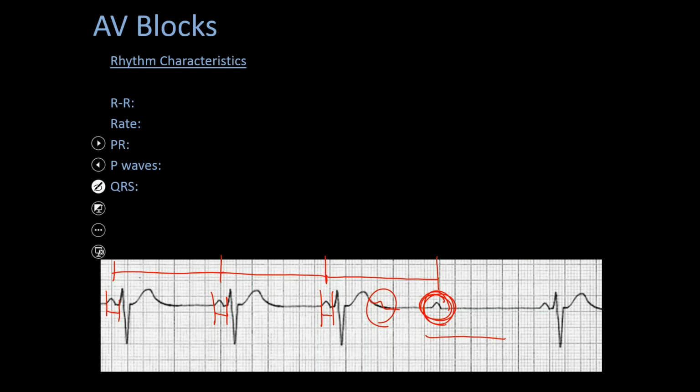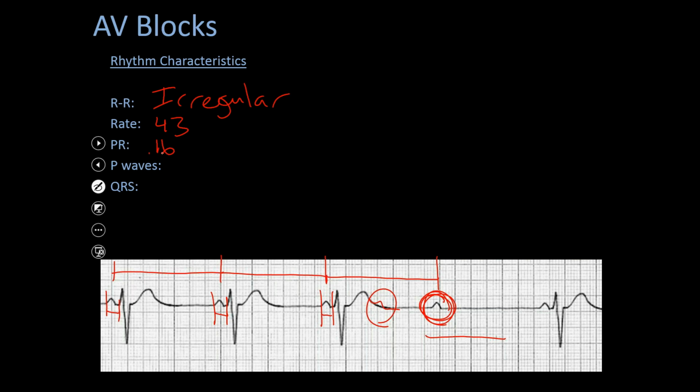And looking at the rate of this strip, it looks like approximately 7 large boxes between R to R's, so 300 divided by 7 is 43 beats per minute. The R to R's are irregular. And the PR is consistent. Looks like maybe 4 small boxes, so I'll say 0.16.